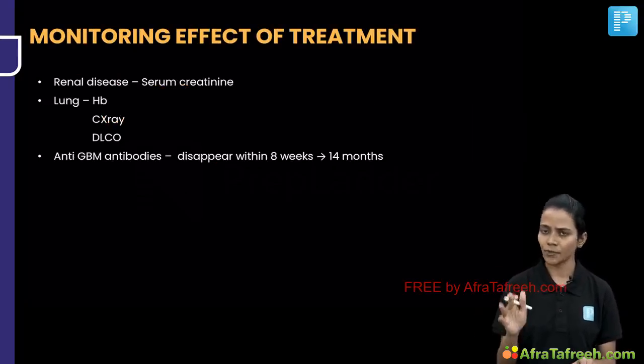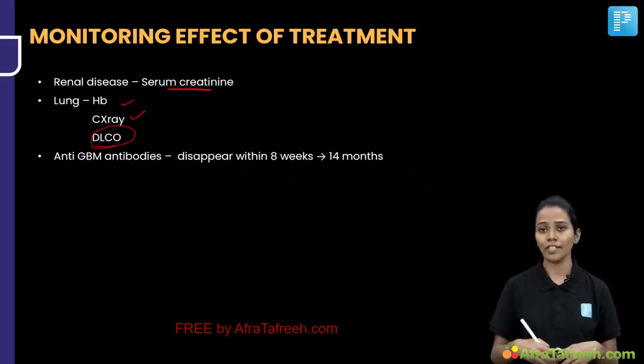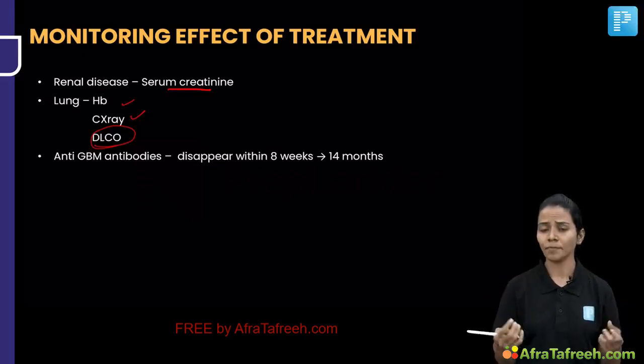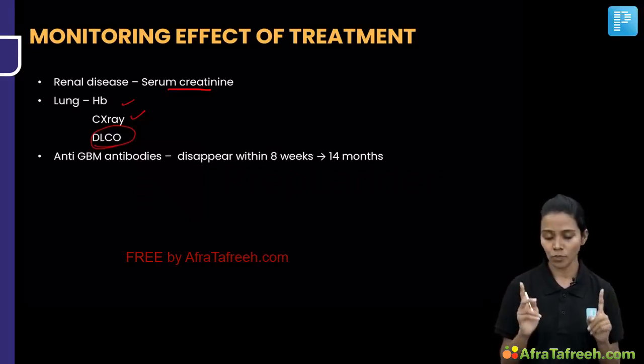So how do you monitor treatment? First is the renal disease, we see serum creatinine and improvement in urine output. In the lung, we can monitor hemoglobin drop, because if hemorrhage is there, there will be a hemoglobin drop. We can see the chest X-ray. The most important thing is DLCO. Okay, so if there is increased carbon monoxide absorption, then it is considered a sensitive test. Okay, it's more sensitive.